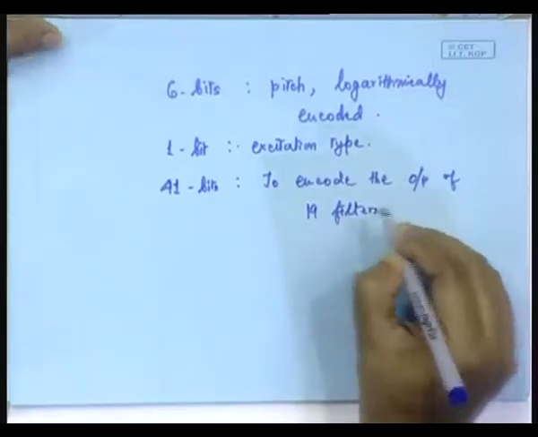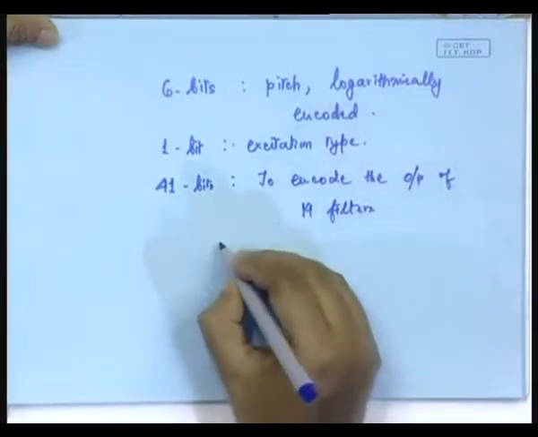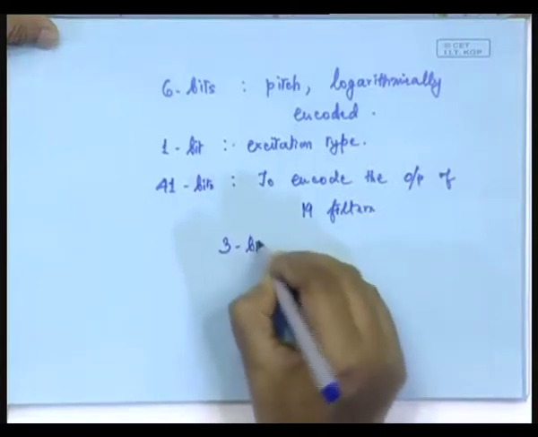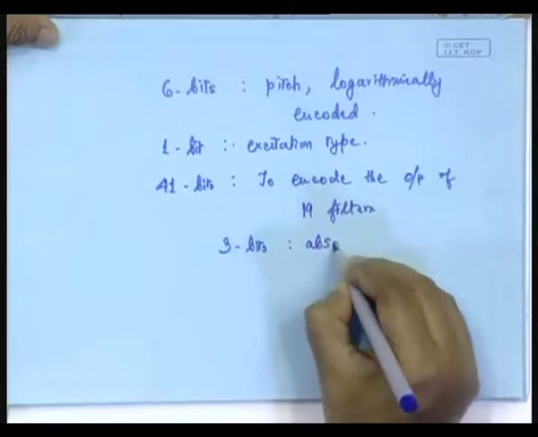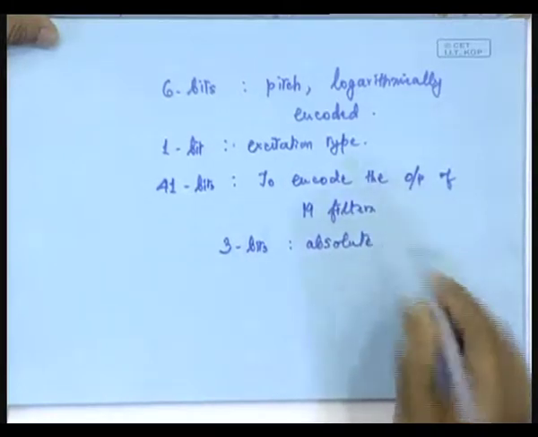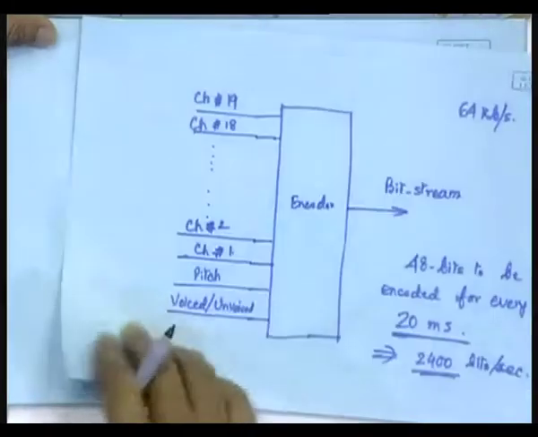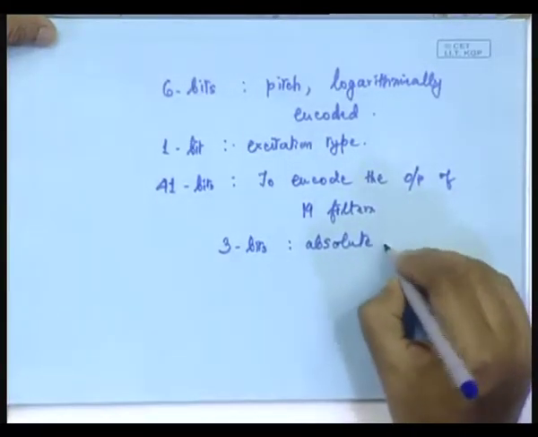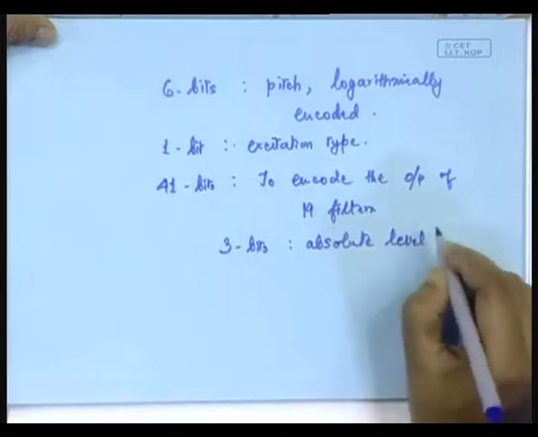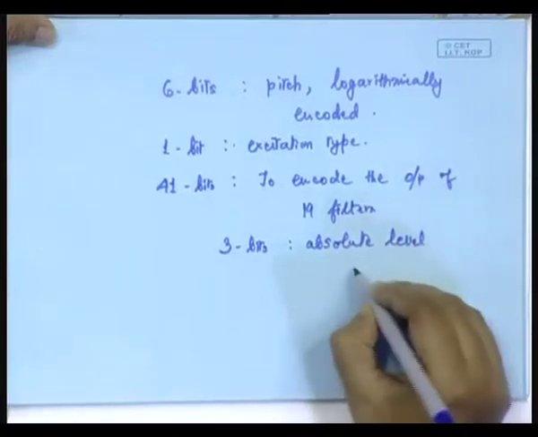And how is that arranged? Actually, 3 bits are there for encoding the absolute level of channel 1. Channel 1 means, remember, channel 1 is the lowest frequency. So its absolute level is encoded in 3 bits.